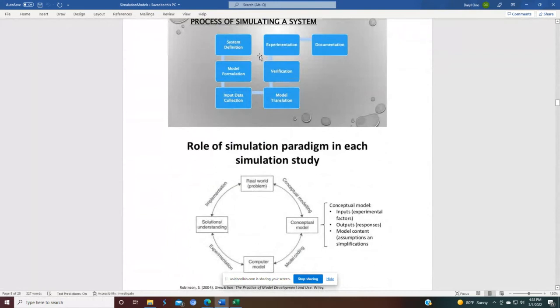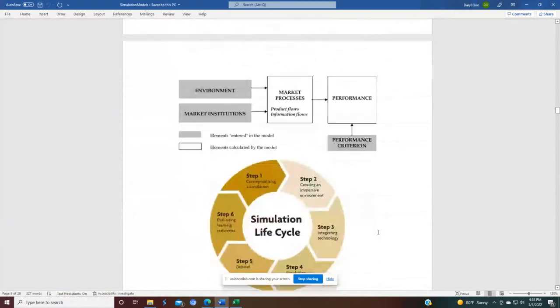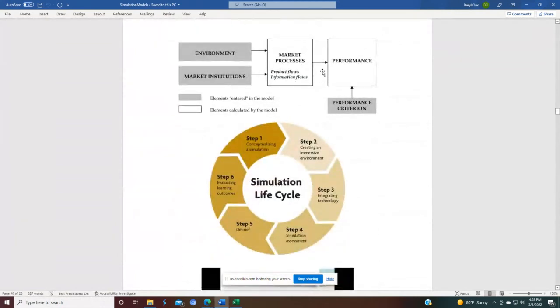So more slides here of processing, simulation. These are pretty good. I'll give you a chance to read these on your own. And even more. Again, with the emphasis that simulation is an iterative process.